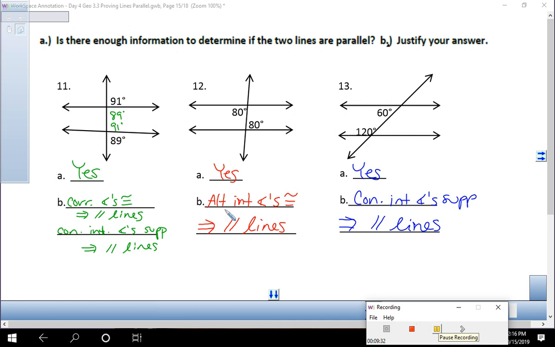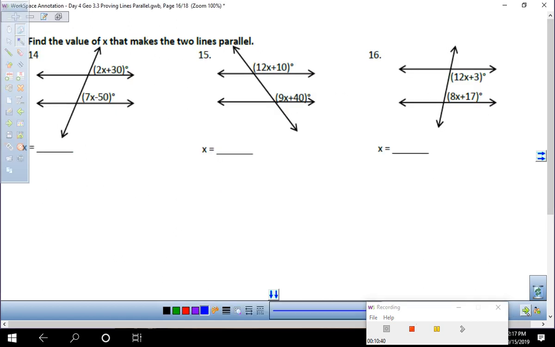Number 12, alternate interior angles. That one's pretty easy. Alternate interior angles are congruent. And then number 13, 120 and 60, we've got consecutive interior angles that are supplementary. So all three of those are yes. Hopefully you did okay on those. Alright, we are going to move on to the back.